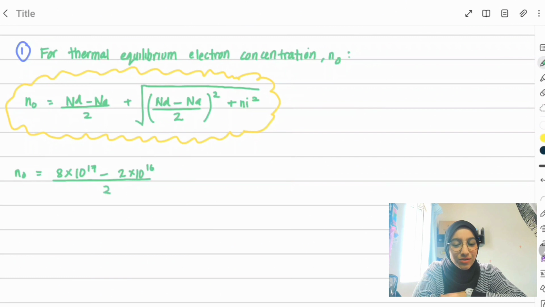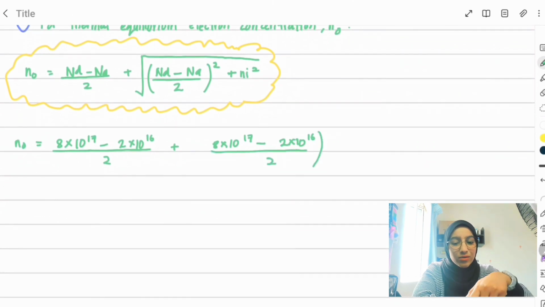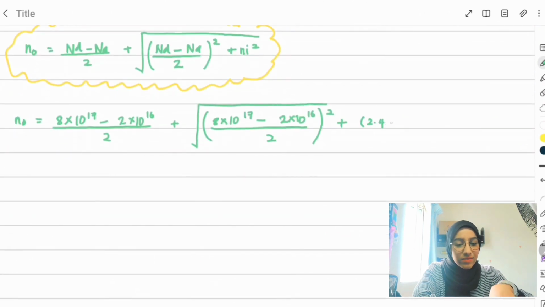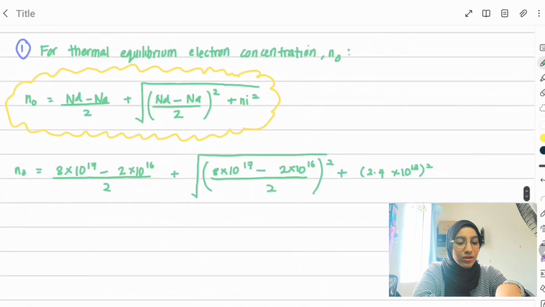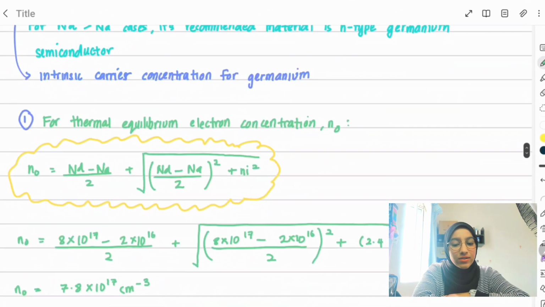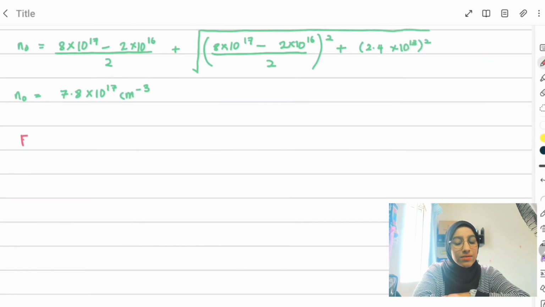Okay, so N0 is equal to 8 times 10 power of 17, that is the Nd, minus 2 times 10 power of 16, over 2, plus the same thing to the power of 2 plus 2.4 times 10 power of 13, which is the Ni, the intrinsic concentration, and square root the whole thing. So the answer for electron concentration is 7.8 times 10 power of 17 cm.